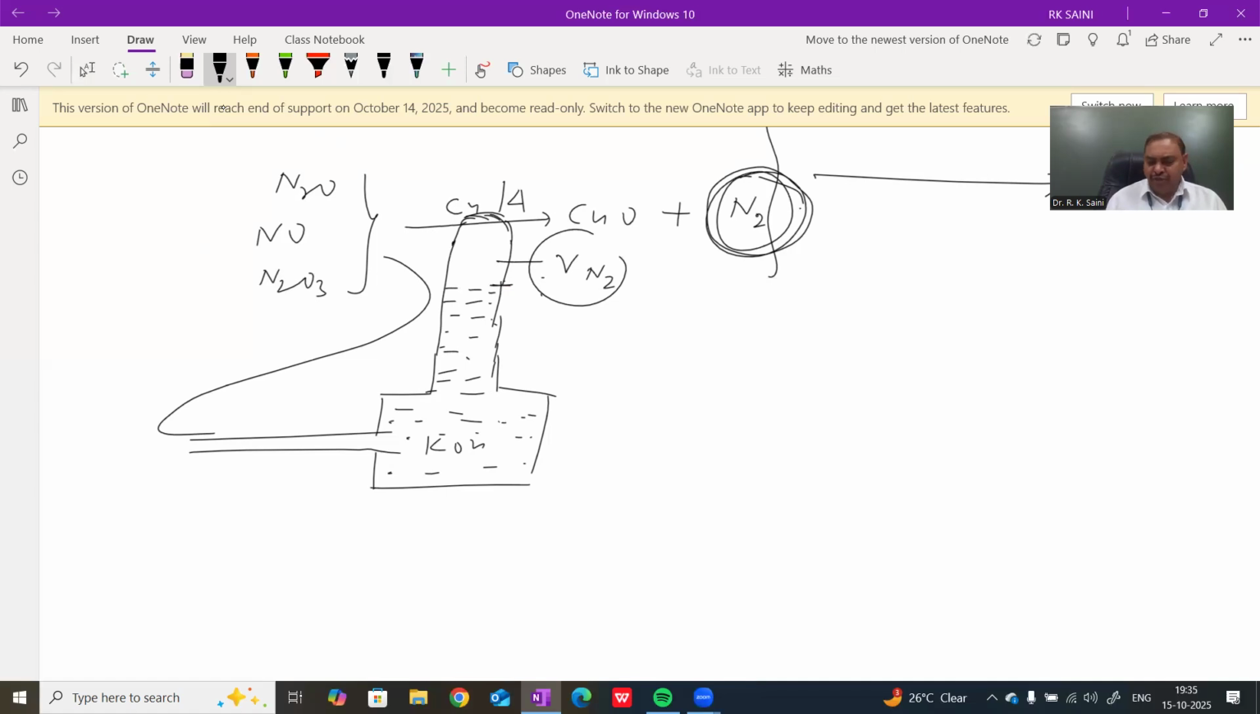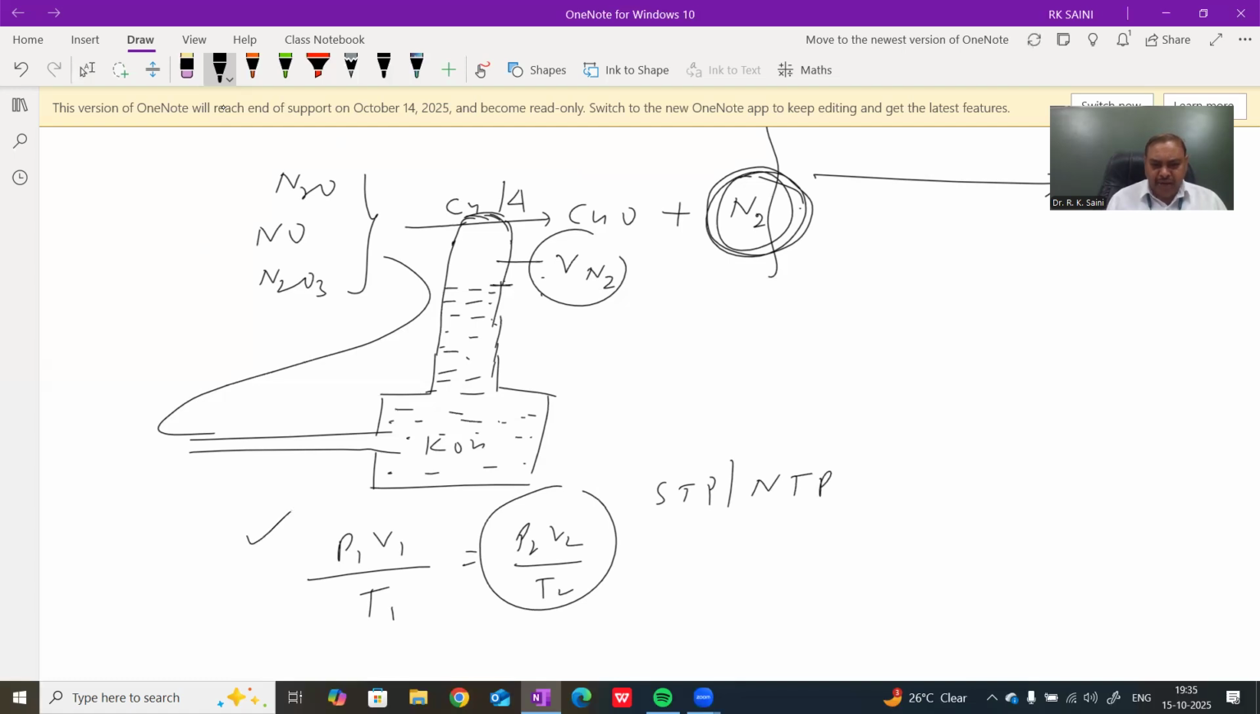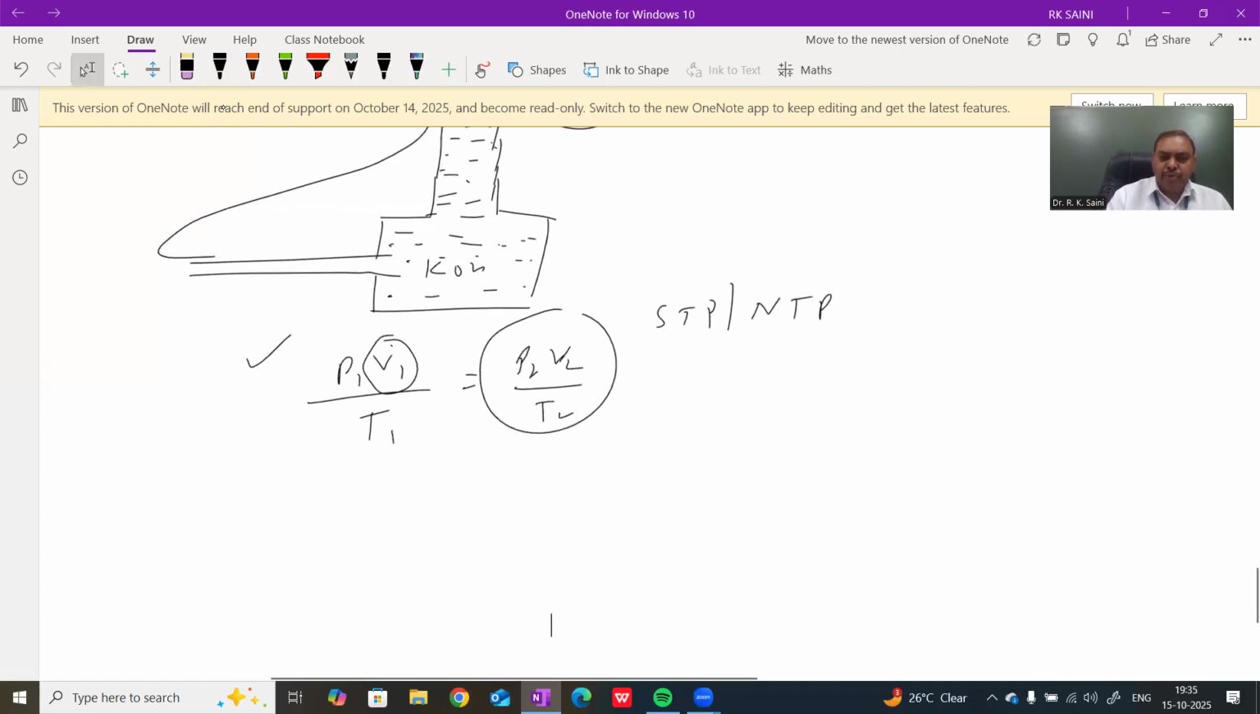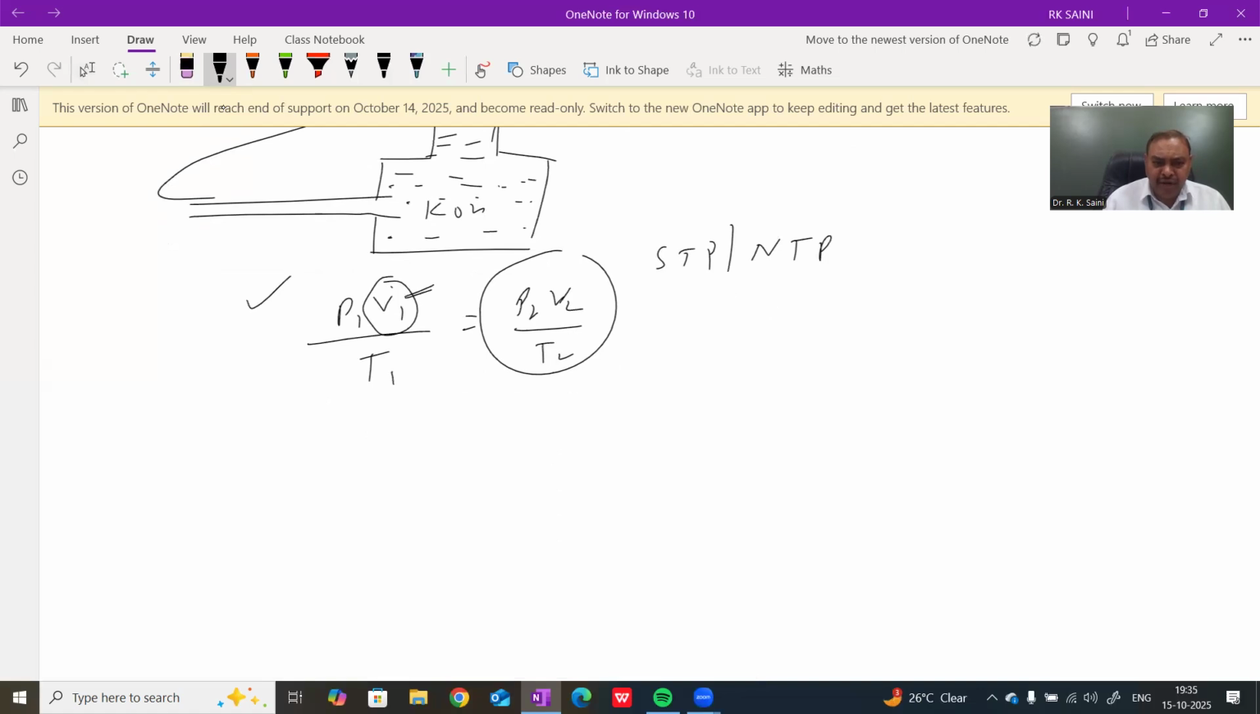Now we use the gaseous state equation P1 V1 over T1 equals P2 V2 over T2. These are the conditions of STP or NTP. We convert the experimental volume of N2 gas to STP by this equation. Here, an important point: V1 is the experimental volume of N2, and P1 is the experimental pressure of N2 gas.